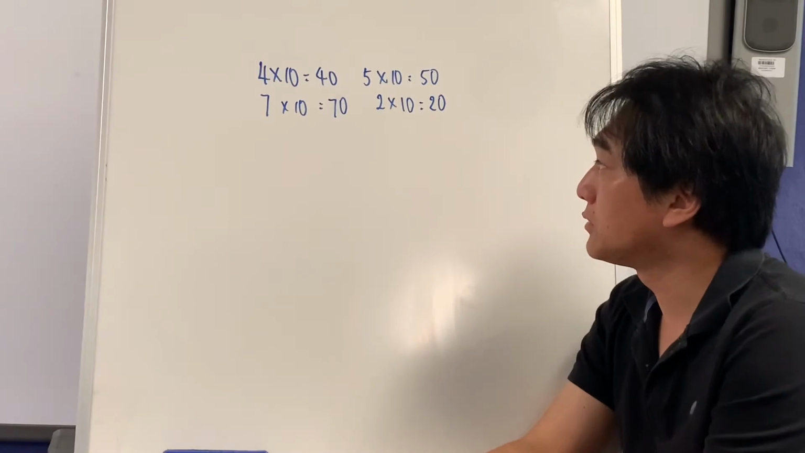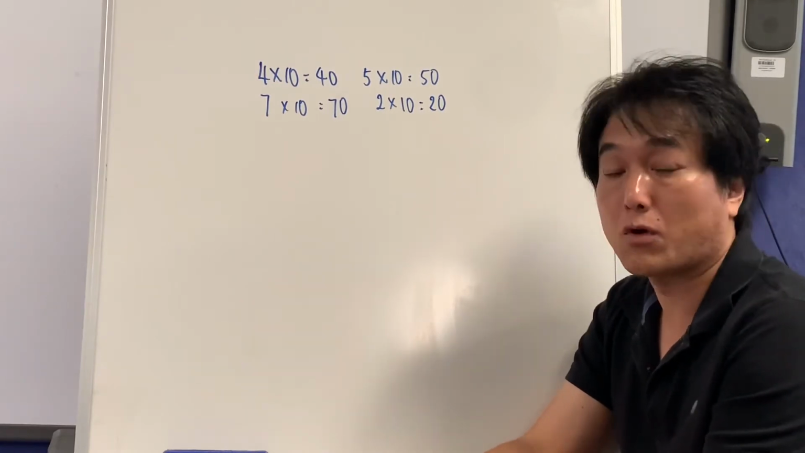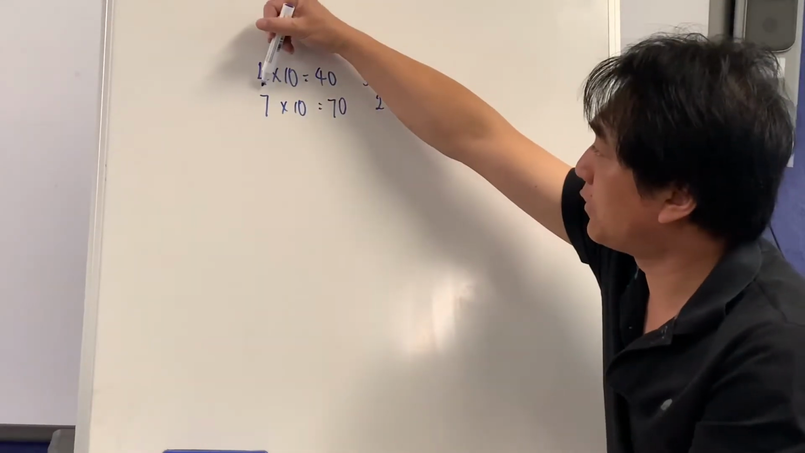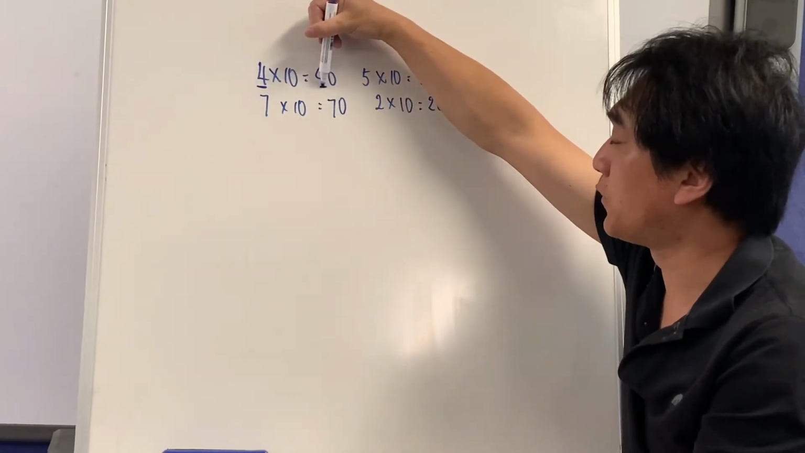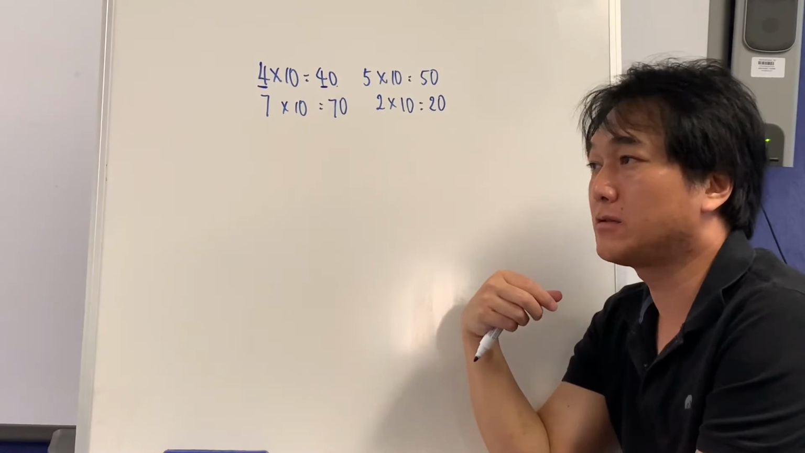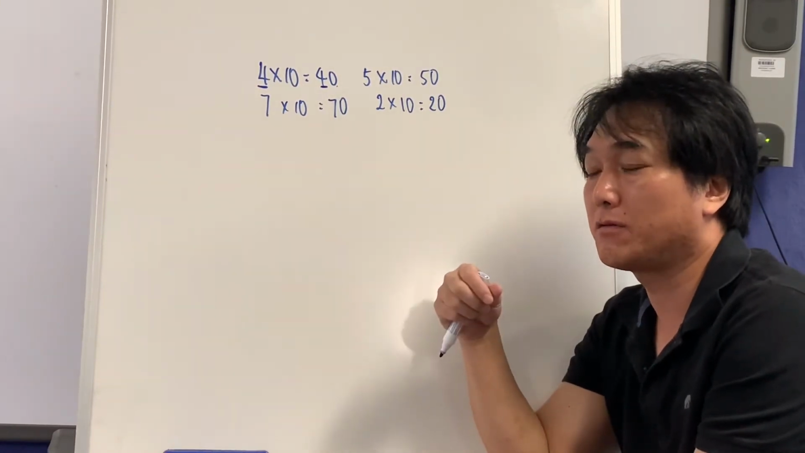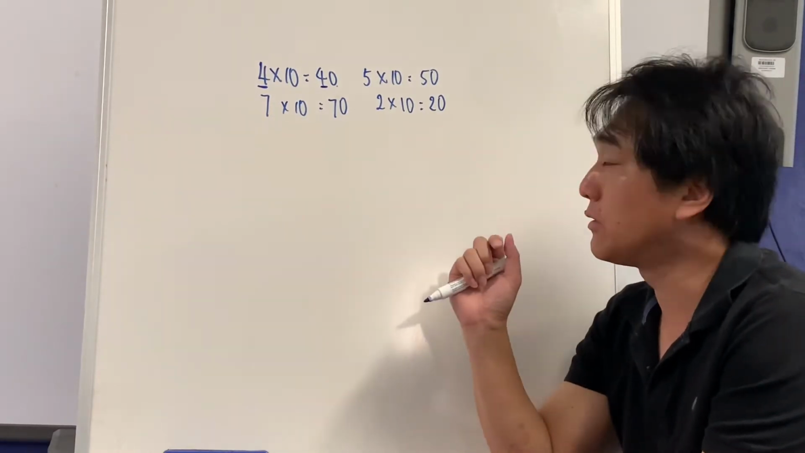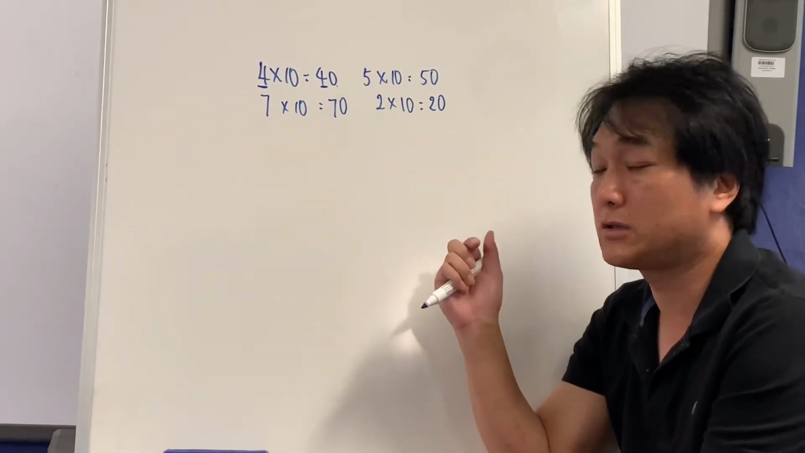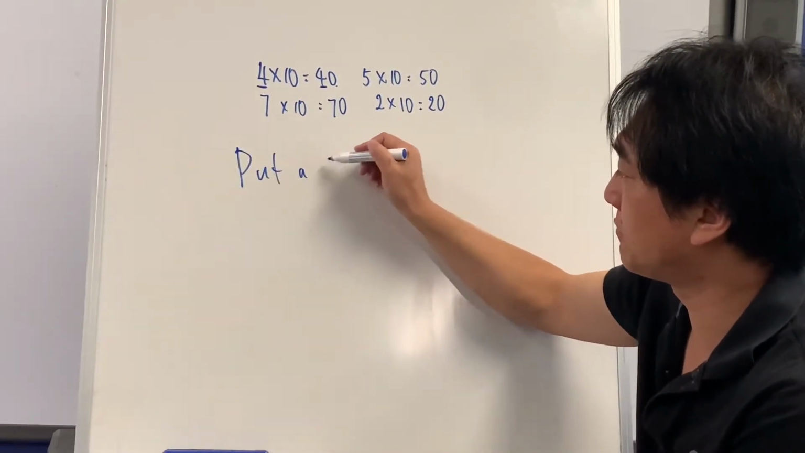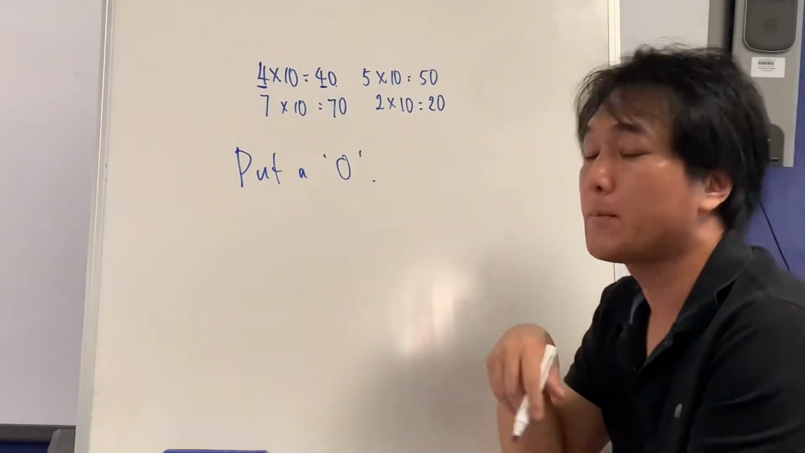Some of you possibly said or wrote or thought about just adding a 0. So for example, 4 times 10 is 4 and add a 0. Adding a 0 in maths is not quite right. If we add 0, the answer is going to be the same. So you can say put a 0 afterwards, or you can attach a 0. It's fine. But put a 0 doesn't mean anything.